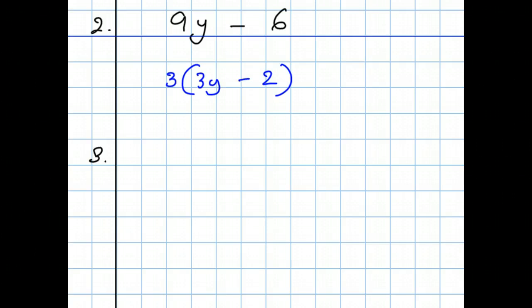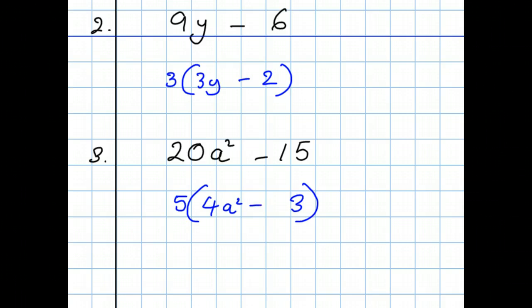And the last one of these, when we're looking at numbers, is going to be 20. Let's throw in an a squared, see if that changes anything. What's the highest common factor of 20a squared and 15? Well, the answer is 5. So we take 5 outside the brackets. 20a squared divided by 5 is 4a squared. 15 divided by 5 is 3. There was a minus sign separating them.